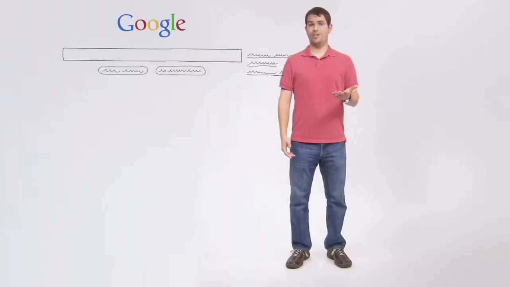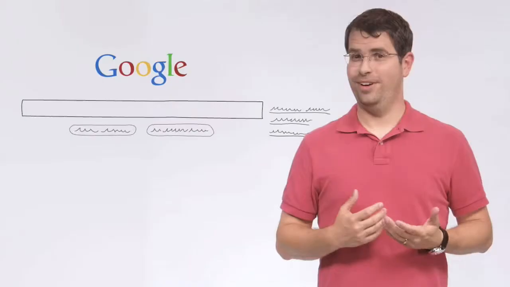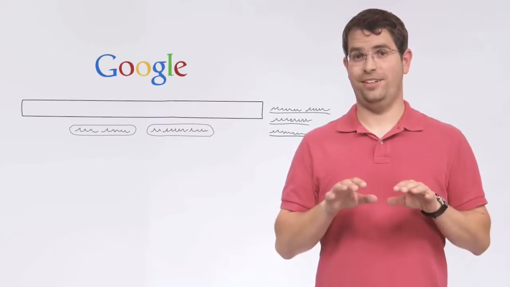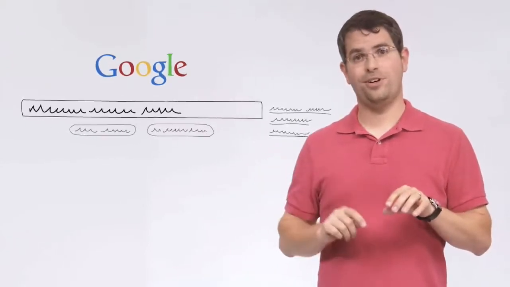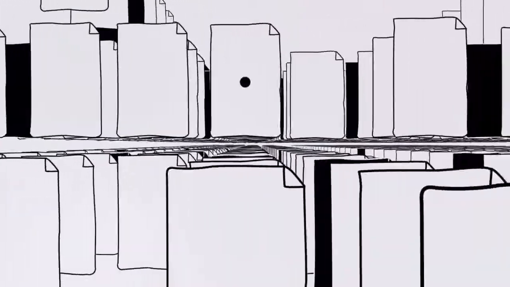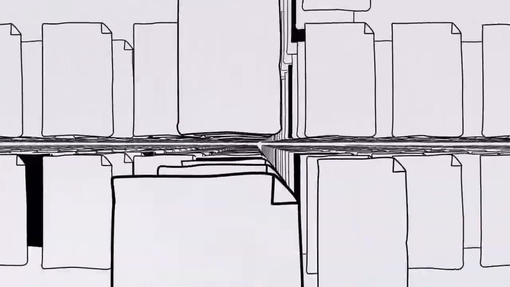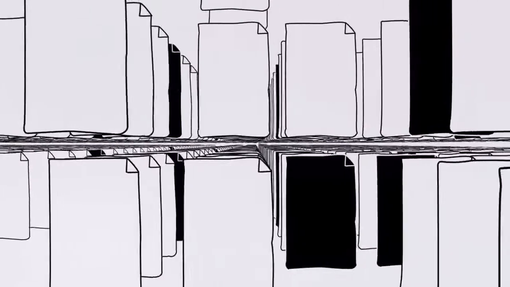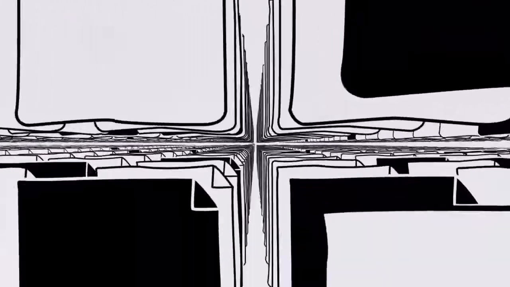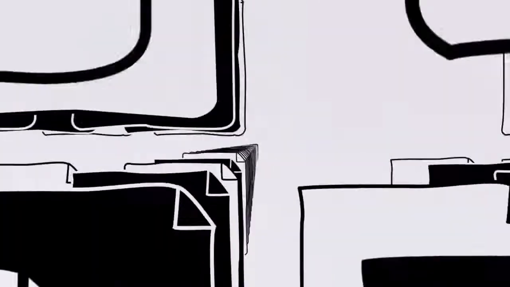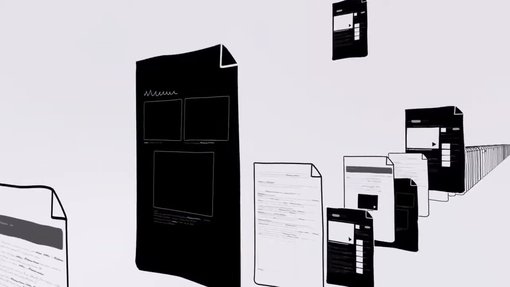Now, suppose I want to know how fast a cheetah can run. I type in my search, say cheetah, running, speed, and hit return. Our software searches our index to find every page that includes those search terms. In this case, there are hundreds of thousands of possible results. How does Google decide which few documents I really want?